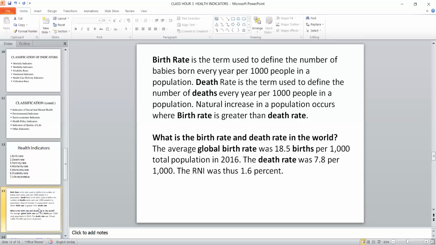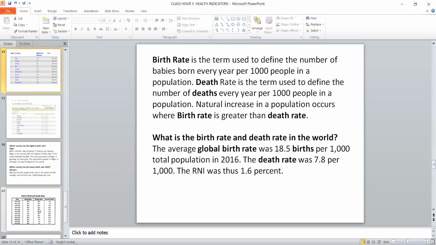It is 18.5. Suppose you take the 80s and 90s, India was a leading country in population. But now India is almost the 87th or 88th country in increasing the population. Similarly, the average global death rate is 7.8 only. Here the RNI, the recommended nutritional intake, is 1.6%. So this is for your information.